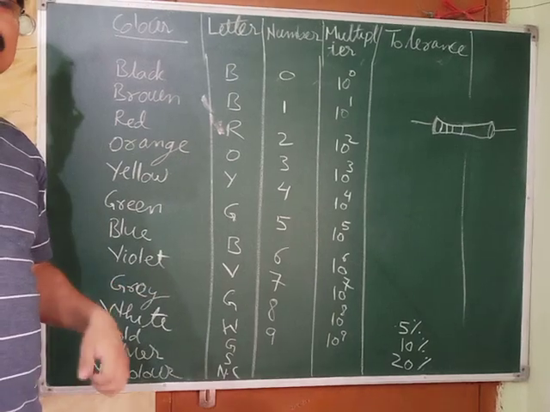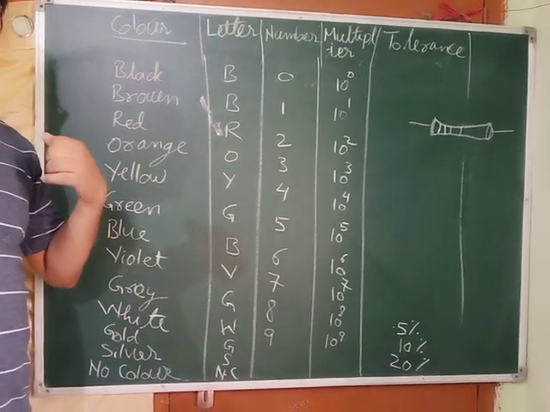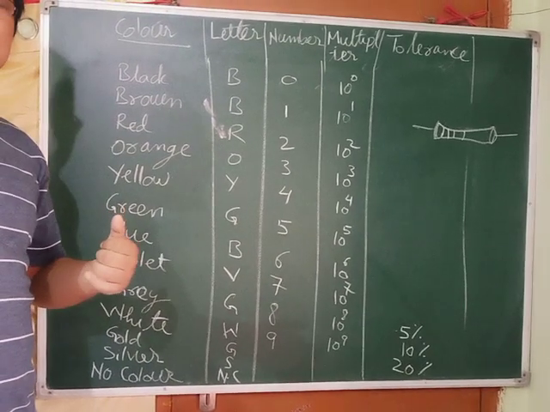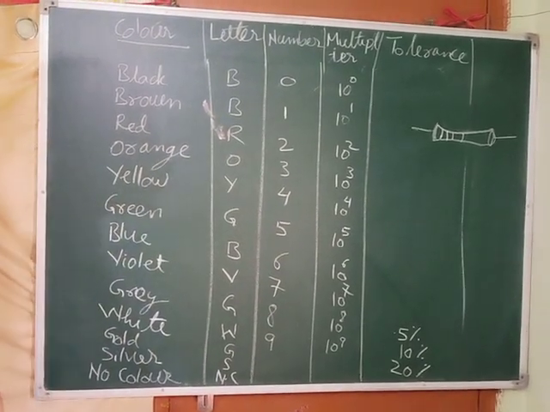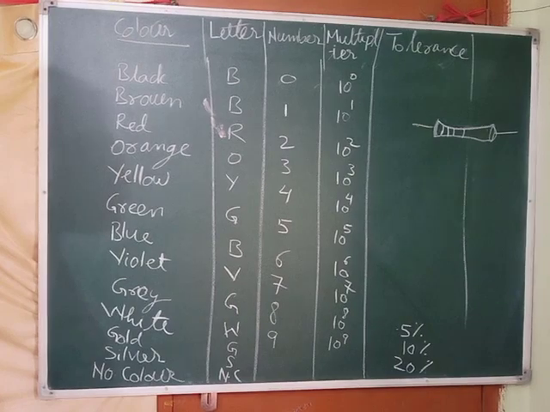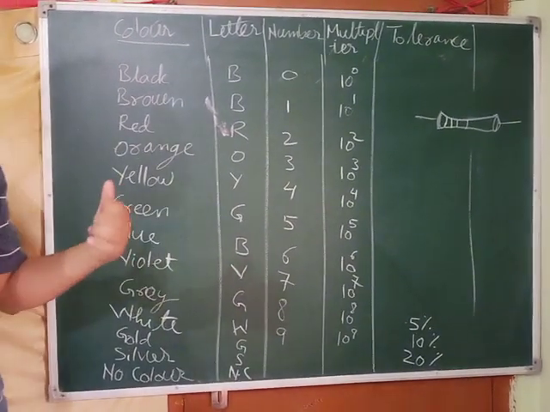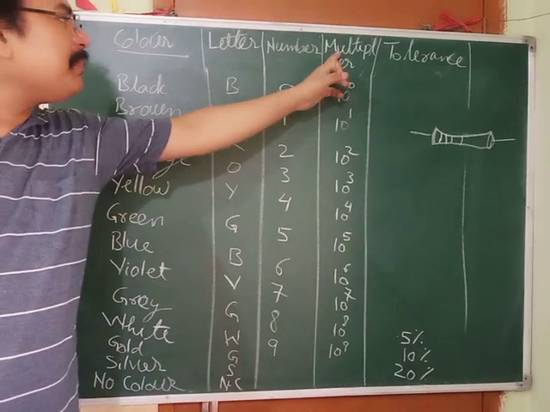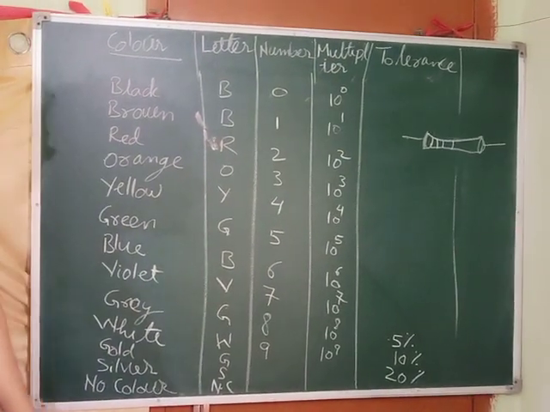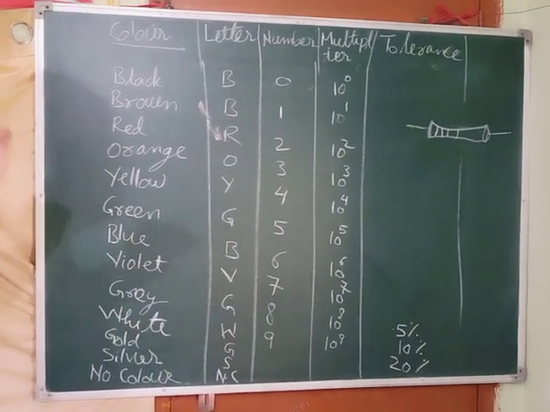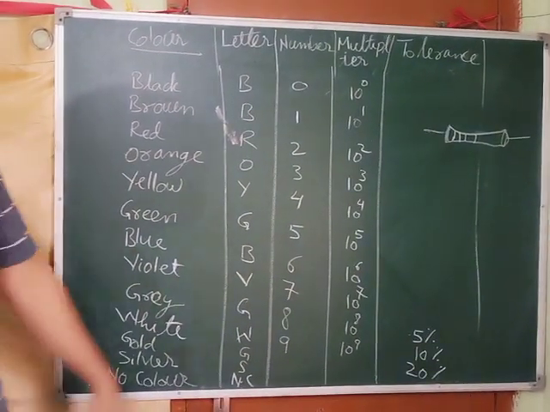Second point, the second colored ring represents the second digit. Third point, the third colored ring represents the multiplier. And fourth point, the fourth colored ring represents the tolerance.